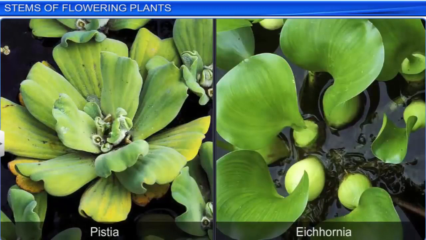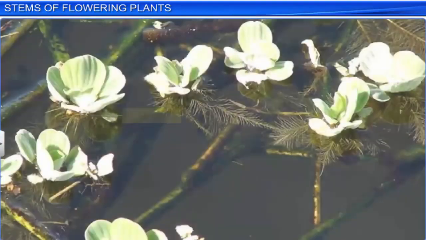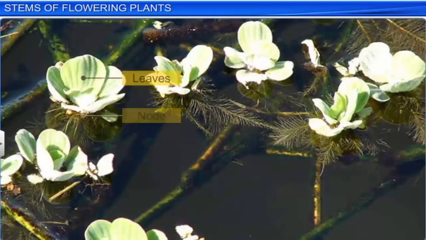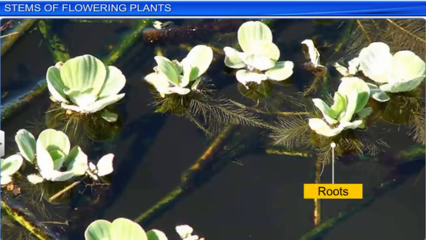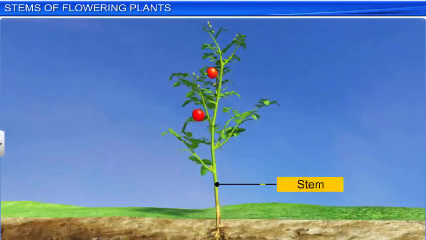Certain aquatic plants like pistia and eichhornia also have modified stems with short internodes. The nodes of these plants have clusters of leaves and small bunches of hair-like roots, which help the plant to stay afloat. The stem, therefore, is one of the main structural axes of a plant, apart from the root.